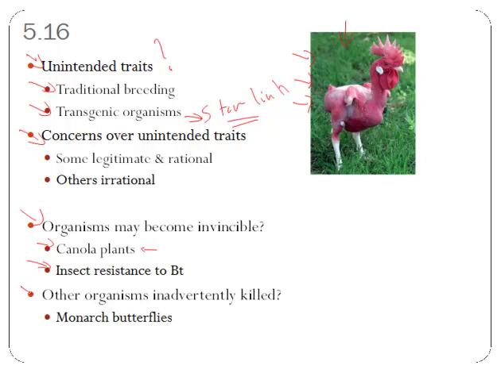Another argument would be, well, other organisms might be killed by things like the Bt crystals, and that is true. Because monarch butterflies feed on milkweed, which is commonly found next to cornfields, if the pollen from the corn blows over and lands on the milkweed and the caterpillars eat that pollen, they could die from it. However, if we didn't have Bt crystals in the corn crop, we would still have to spray them with chemicals in order to kill off the insects to get a harvest.